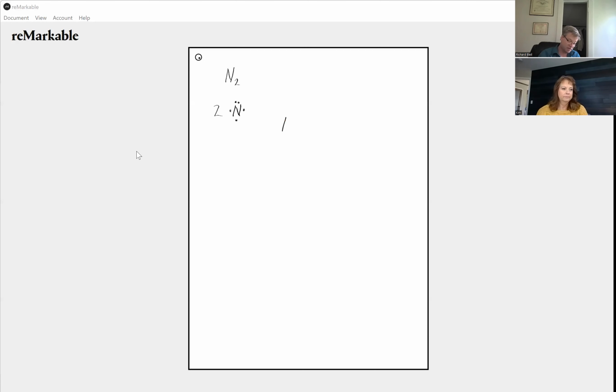Well, now it's a pretty simple thing to look at this and say, oh, wait a minute. We need to pair up the 3 unpaired electrons, the 3 bonding electrons. So let's go ahead and just put that lone pair on the opposite side. So our Lewis dot structure for nitrogen looks like this. So there's our triple bond example.